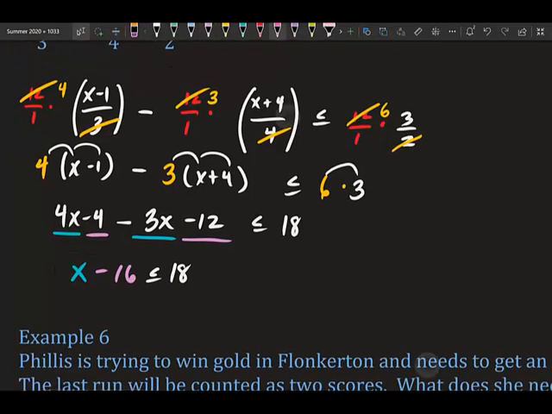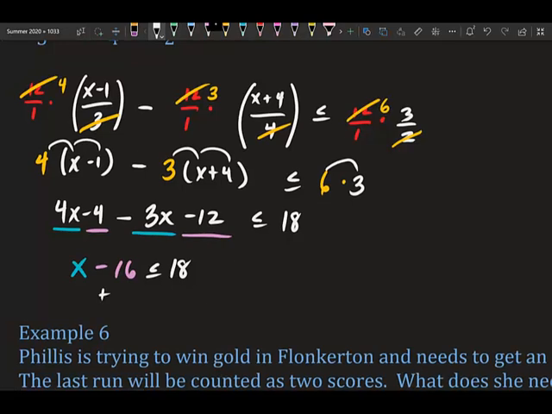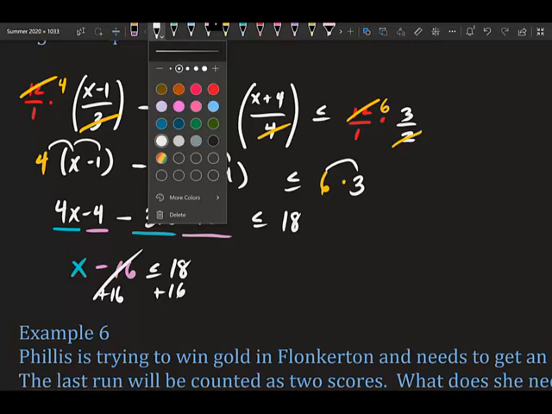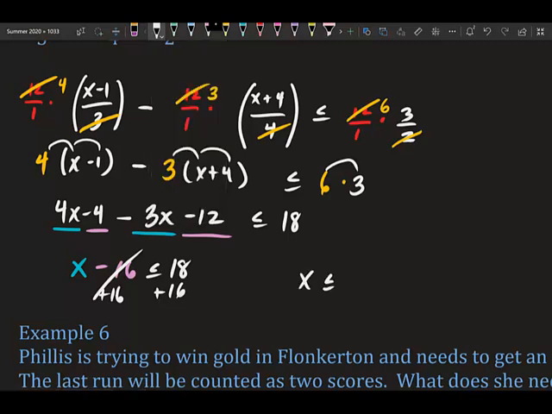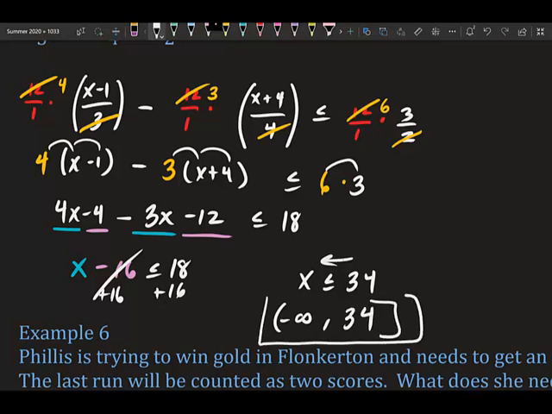Let's keep solving. So I'm going to add 16 to both sides. And when we do, we finally have x is less than or equal to 34. So the arrow is pointing to the left, so negative infinity, because that's on the left. And then 34. Since there is a line underneath, you bracket.